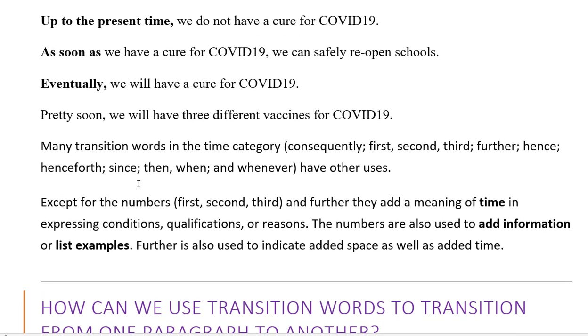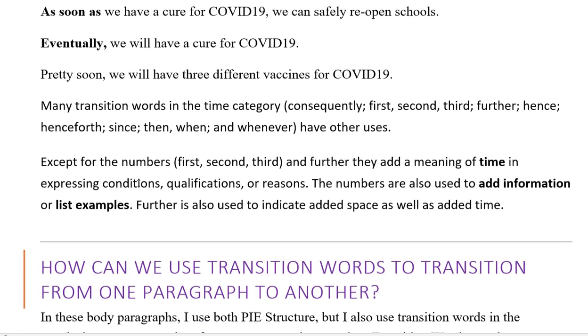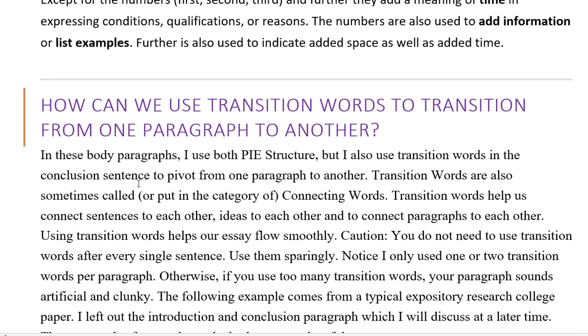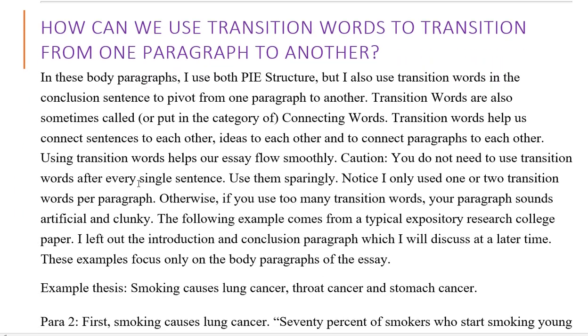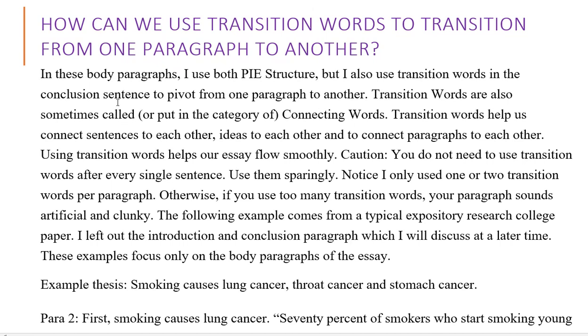And when you write your body paragraphs, you can say first, that would be your first reason, second, and then you write your second reason, third, you write your next reason, and then you write in conclusion, and then you write your conclusion paragraph. You restate your thesis. How can we use transition words to transition from one paragraph to another? In these body paragraphs, I use both PIE structure, but I also use transition words in the conclusion sentence to pivot from one paragraph to another.